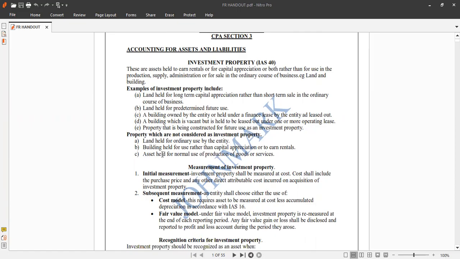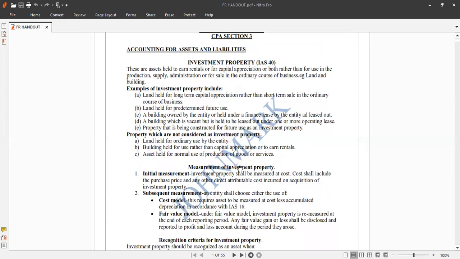Then we have property which is not considered to be investment property. One being land held for ordinary use by the entity, that is day-to-day operation. Also, buildings held for use rather than capital appreciation or to earn rentals. Then assets held for normal use or production of goods and services.